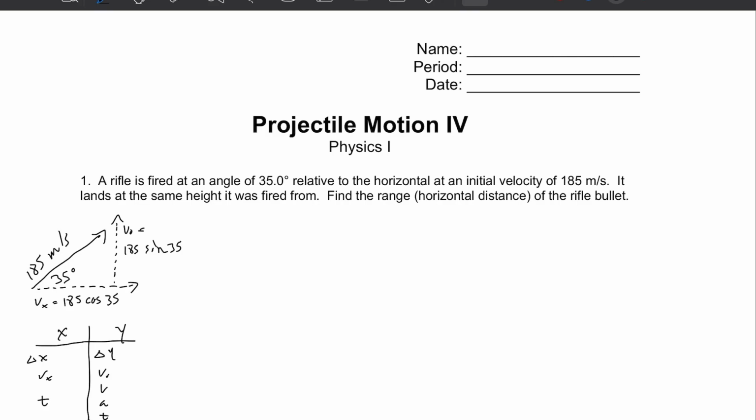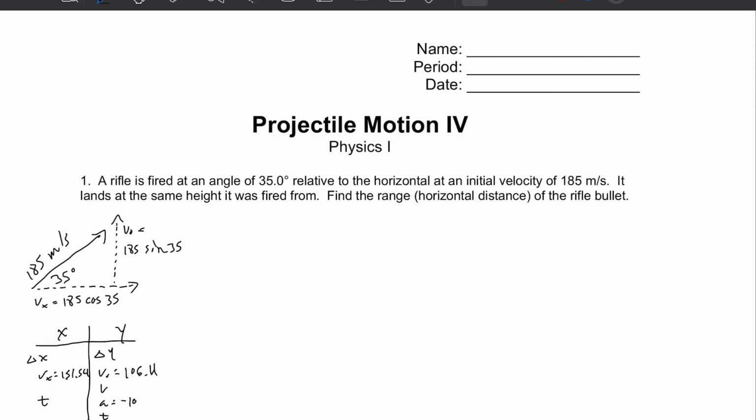By calculating 185 cosine 35, you put in your calculator 185 cosine 35, enter. It looks like we get 151.54 meters per second horizontal. And remember, the horizontal velocity doesn't change. It is continuous. There is no acceleration horizontally. Vertically, initially, we're going to have 185 sine 35, or 106.11, as our initial vertical velocity.